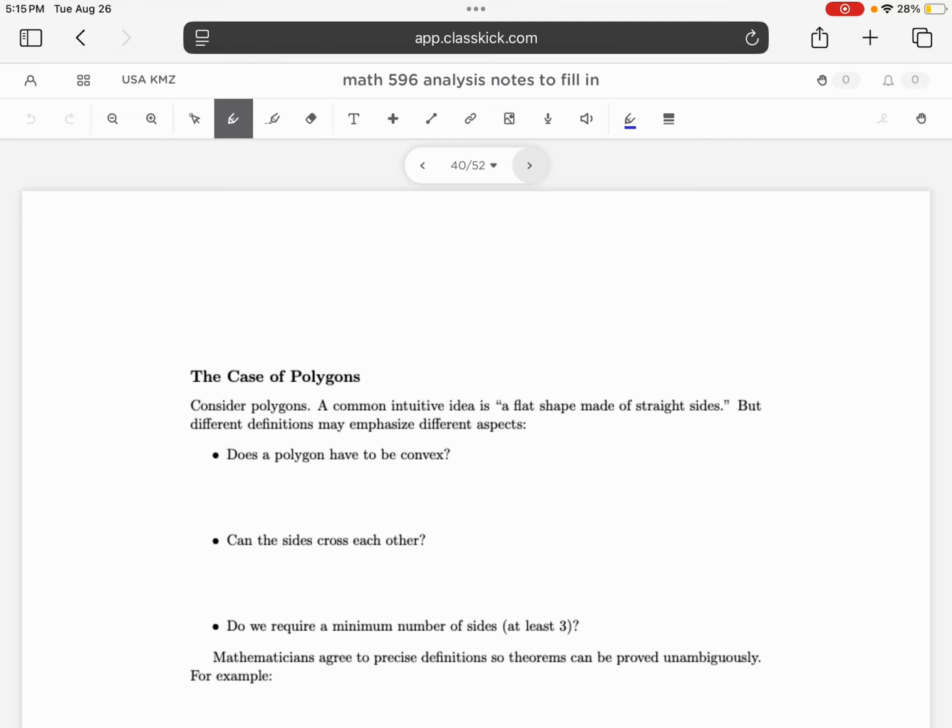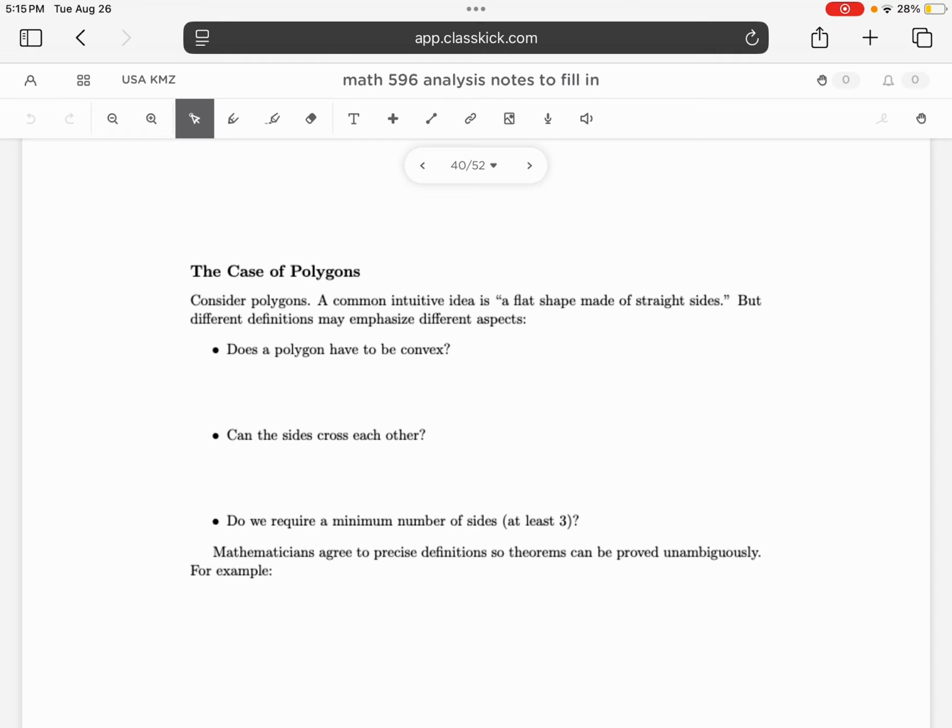So let's start with looking at polygons as we did in the warm-up problems. A common intuitive idea of a polygon is just a flat shape made out of straight lines. But if we just say that, then that allows for maybe different ideas than what we might expect from a polygon, right? Does a polygon have to be convex, or do we allow for something like this? That's a flat shape made out of straight sides, if I drew it correctly. Is that a polygon? Can the sides cross each other? Is this a polygon? This is flat, it's made out of straight sides. Does that count as a polygon?